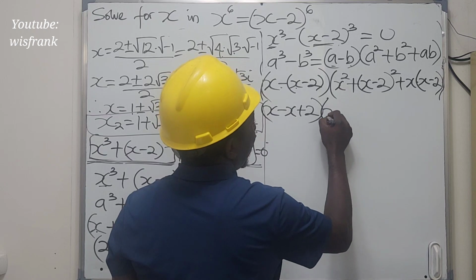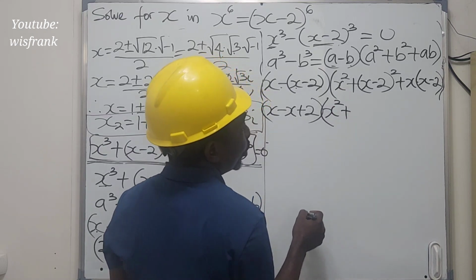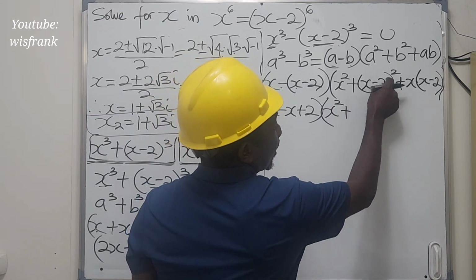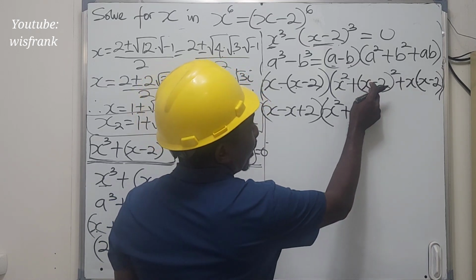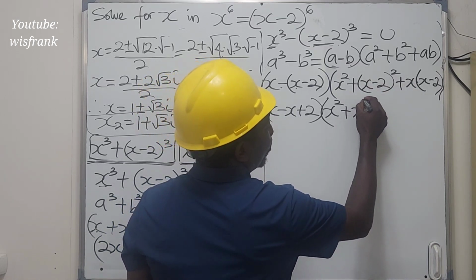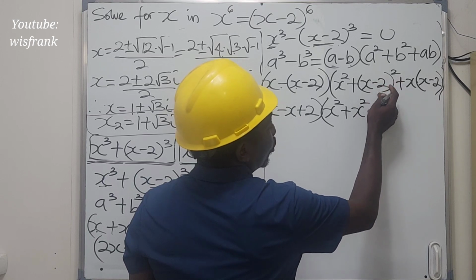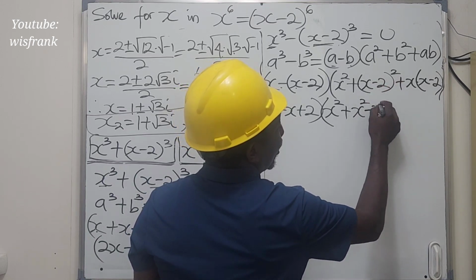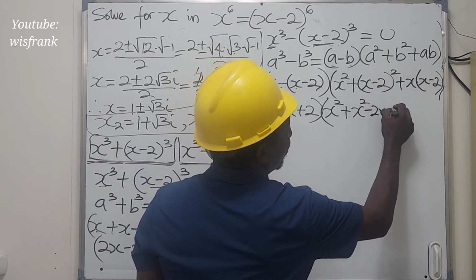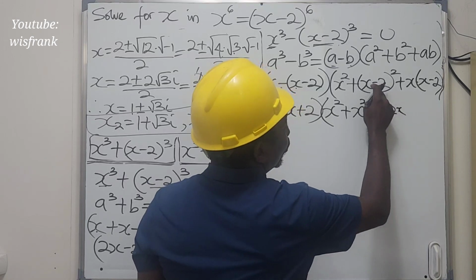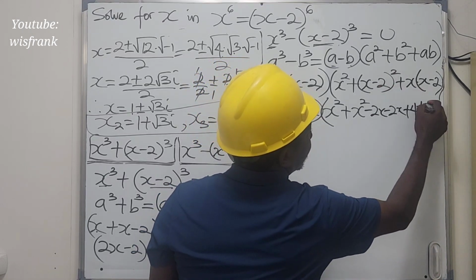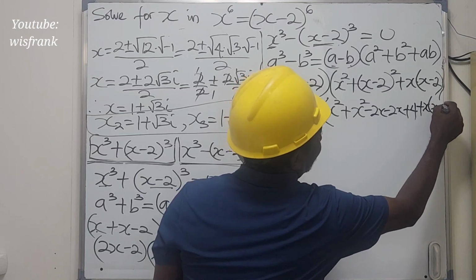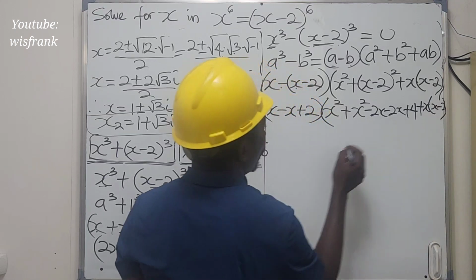So here will become x to the power of 2 plus, this is the same thing as x minus 2 to the power of 2, which is the same thing as having x times x, we have x to the power of 2. X times minus 2, we have minus 2x. Minus 2x times x, we have minus 2x. Then we have minus 2 times minus 2, we have plus 4. Then we bring down plus x into x minus 2. So that is what we have.